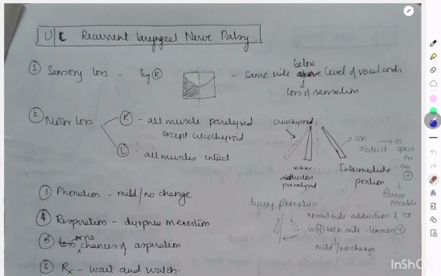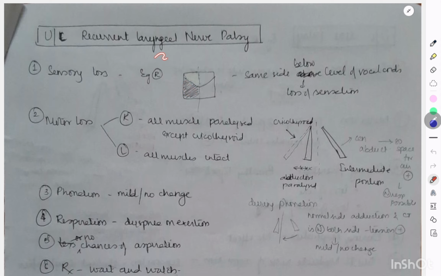Coming to the first one, we have unilateral recurrent laryngeal nerve palsy. So what features will we see here? First one, what happened to the sensory loss? Suppose this is the larynx, divided by the midline. The recurrent laryngeal nerve supplies the lower half of the vocal cord. Sensory supply to the lower half of the vocal cord.